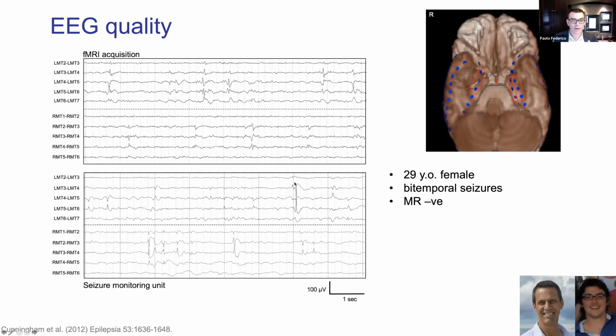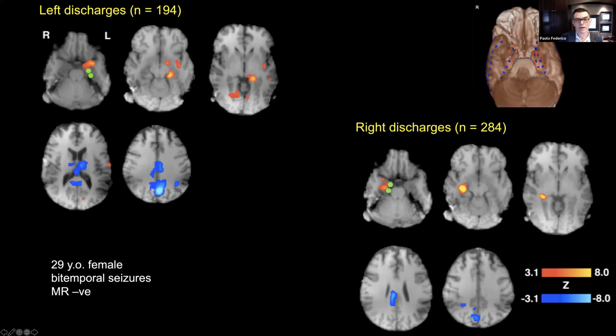What you can see are the independent spikes in the left and right mesiotemporal regions in the seizure monitoring unit recordings. And here you can see very nice EEG quality during the acquisition of MRI scans, where the discharges are very clearly identified over the left and right mesiotemporal regions. The bold response in this patient is shown here.